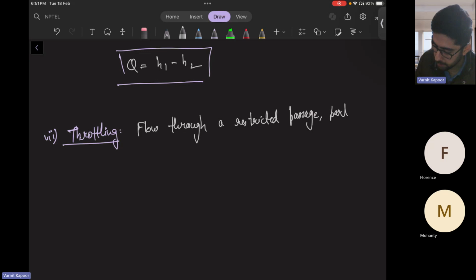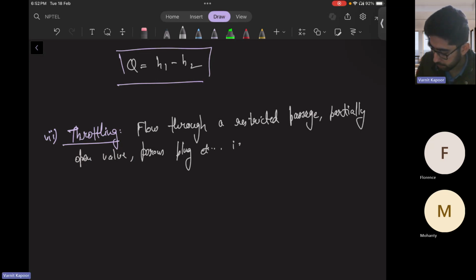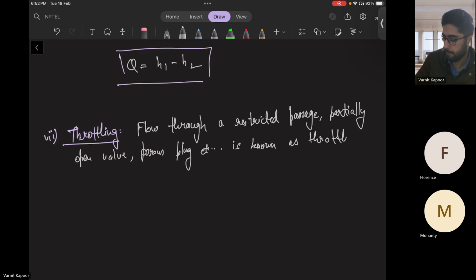Or you can say partially open valve, or you can say a porous plug, or somewhat like the geometry, etc., is known as throttling. This is a process, throttling. Again, some assumptions here.